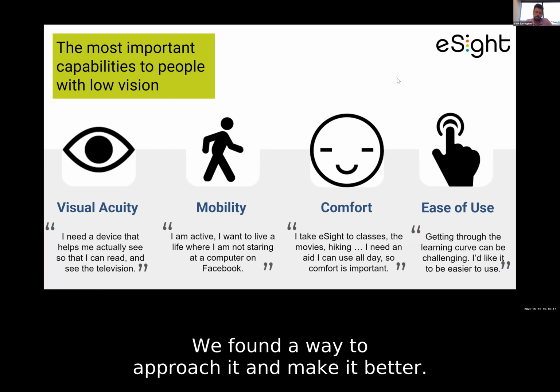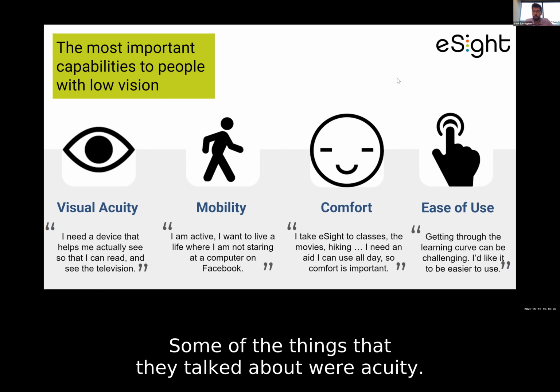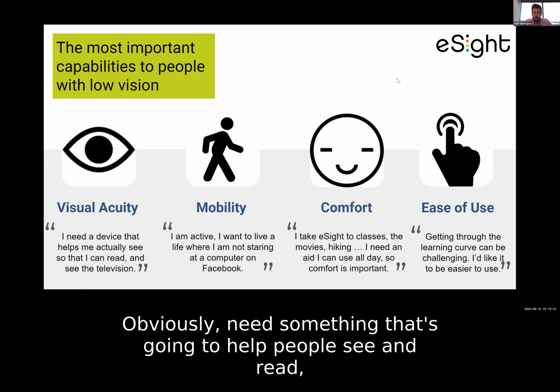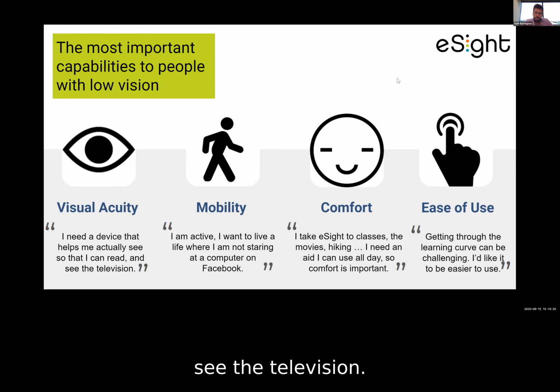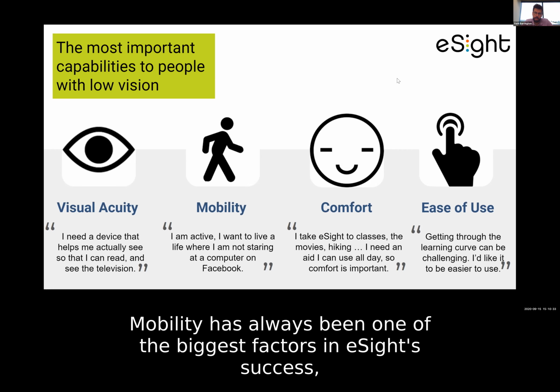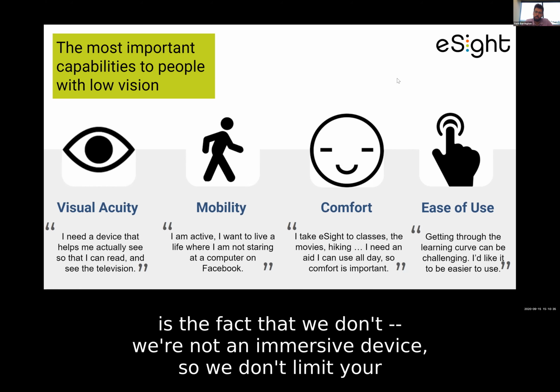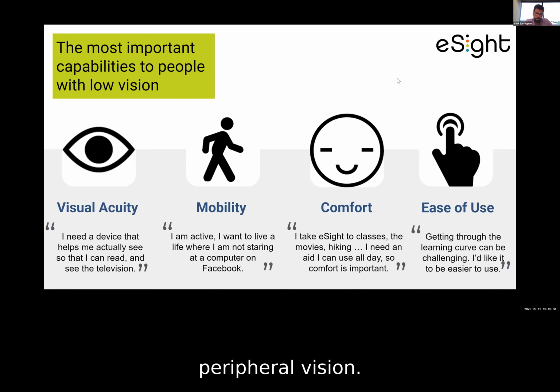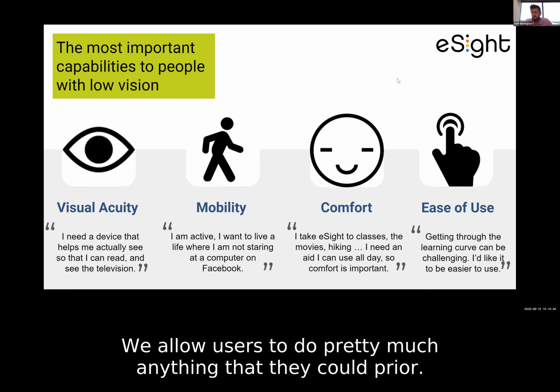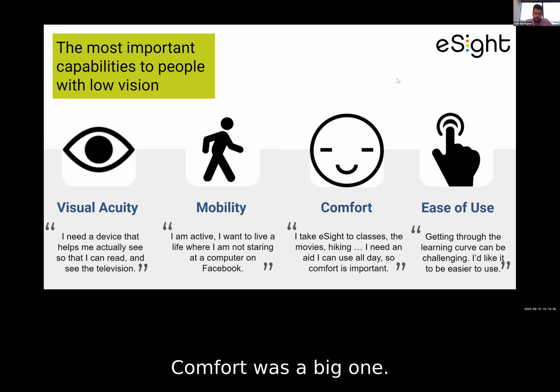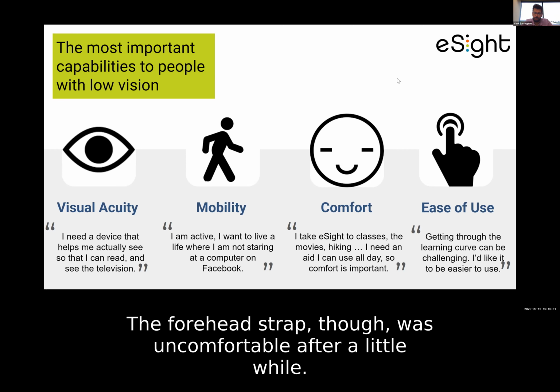So some of the things that they talked about were acuity. Obviously, we need something that's going to help people see and read, see the television. Mobility has always been one of the biggest factors in eSight's success, is the fact that we're not an immersive device, so we don't limit your peripheral vision. So we allow users to do pretty much anything that they could prior. Comfort was a big one. eSight 3 had amazing technology. The forehead strap, though, was uncomfortable after a little while.